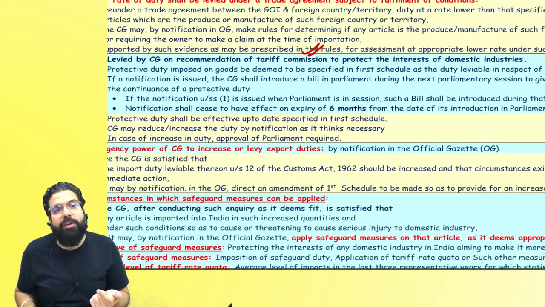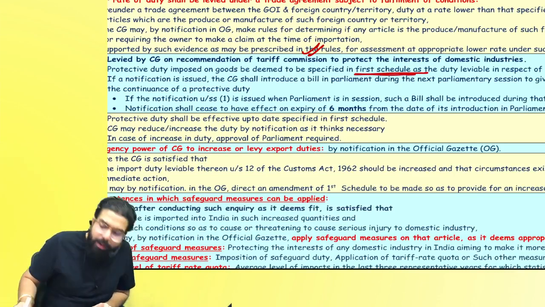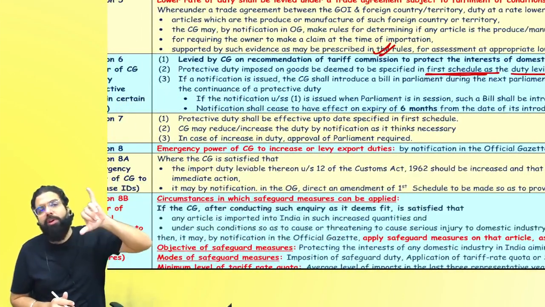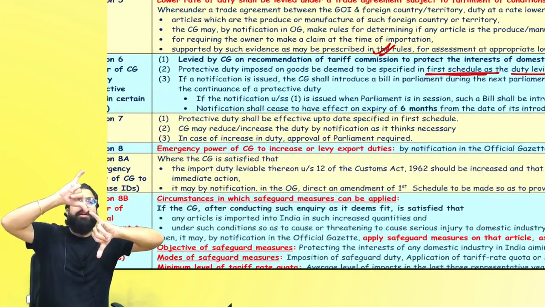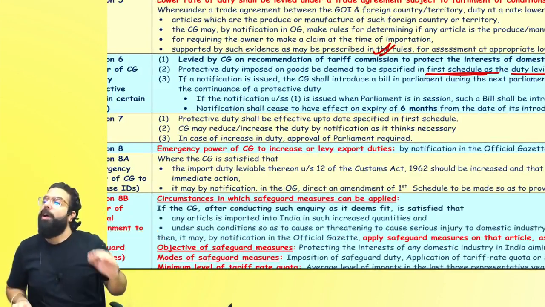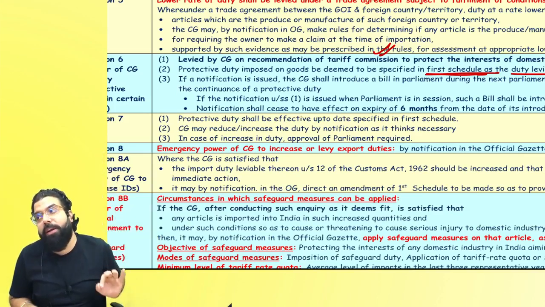When protective duty is imposed, it is always deemed that the protective duty was specified in the first schedule as the duty leviable on such goods. So in the first schedule it was written 10%, the protective duty notification is given, it will be deemed that the actual duty on those goods was 20%, 10% basic custom duty, 10% will be levied as protective duty.